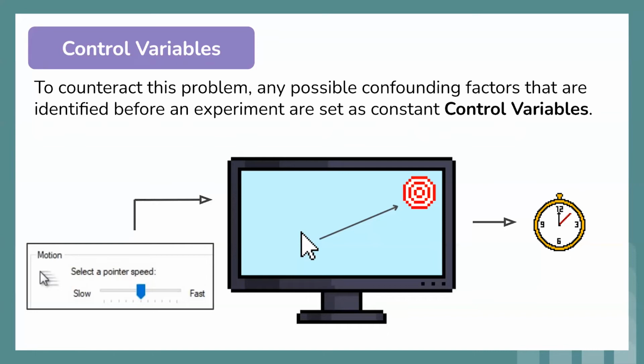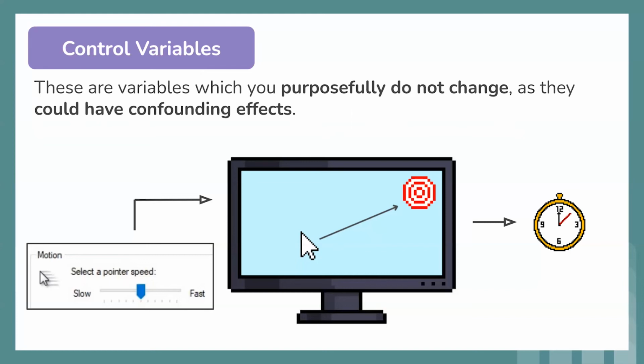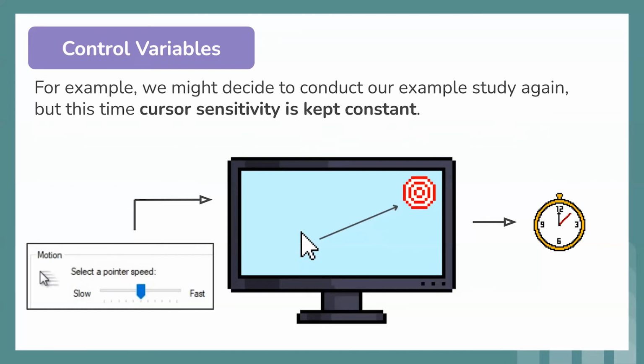To counteract this problem, any possible confounding factors that are identified before the experiment are set as constant control variables. Control variables are variables which we have purposefully decided not to change and to hold steady, as if they were allowed to vary, then they could have confounding effects. For example, we might decide to conduct our study again, having identified the problem with the cursor sensitivity, and this time we'll keep it constant so that it can't impact the results.